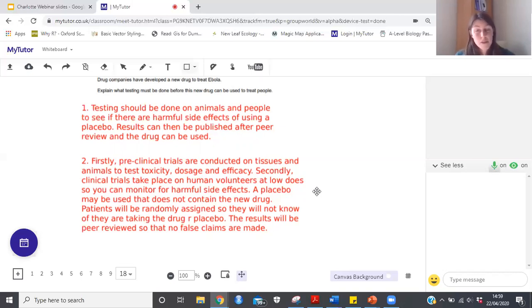So you notice I haven't mentioned everything that was in that bullet point list, but I have mentioned quite a few of them, enough for 6 marks. And I've linked all of my arguments together, all of my sentences together, to explain fully what testing must be done before the new drug can be used to treat people.